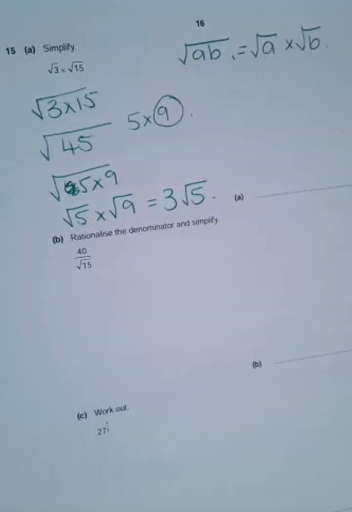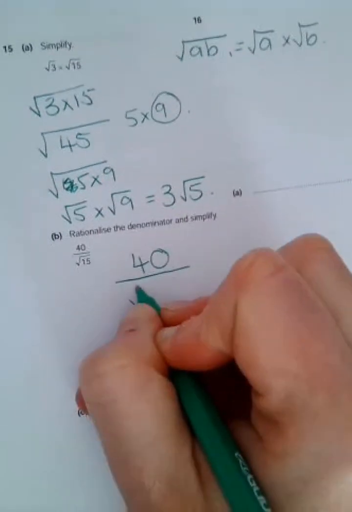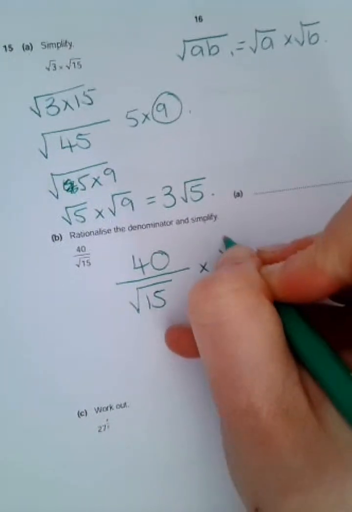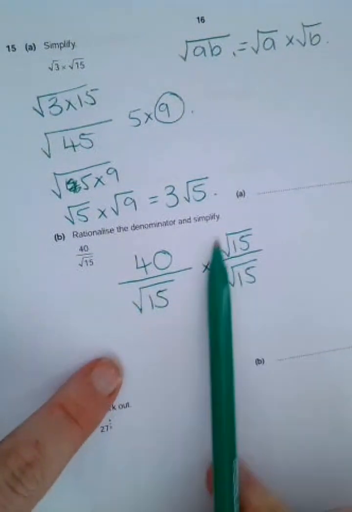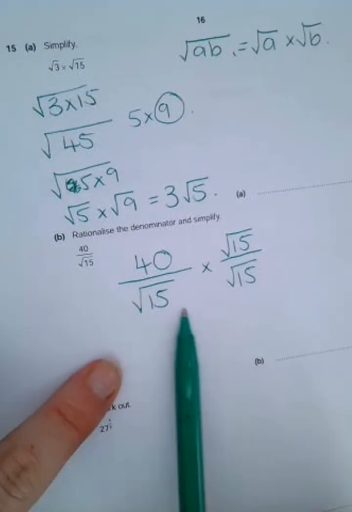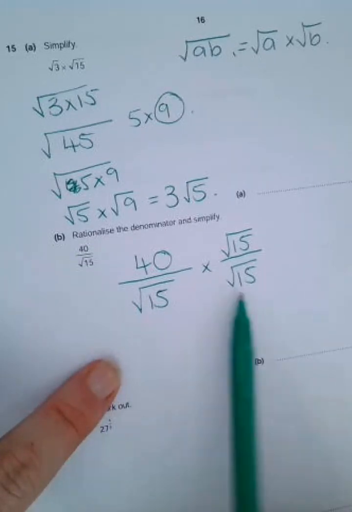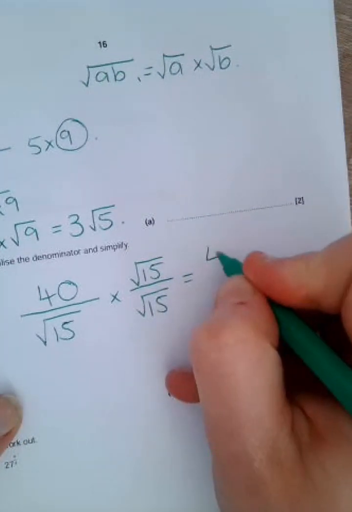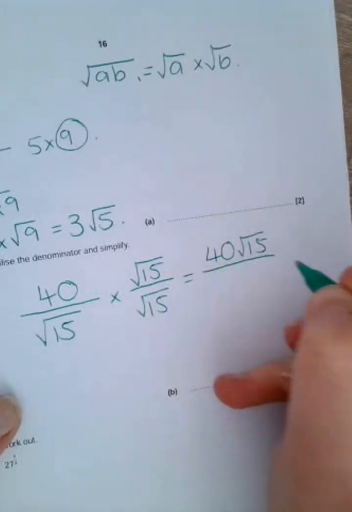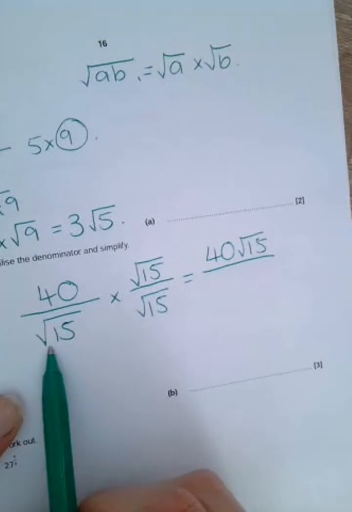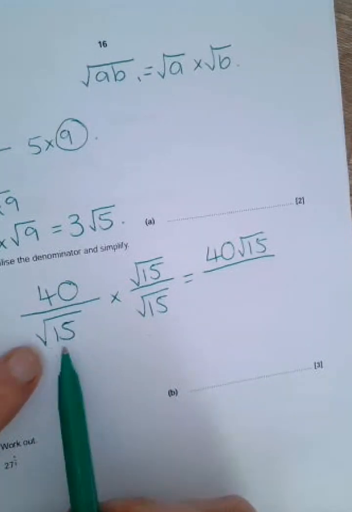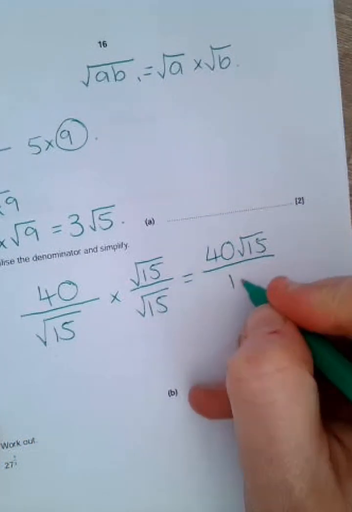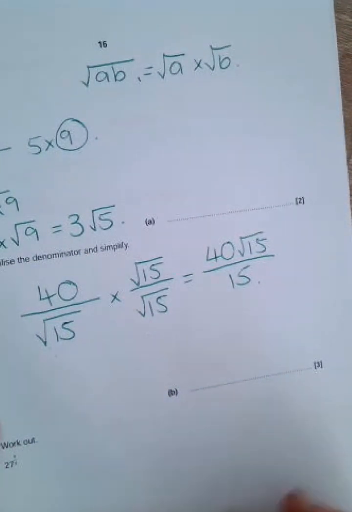Next one, 40 over root 15, rationalise my denominator. So if I've got 40 over root 15, then the trick to this is to times it by root 15 on the top and the bottom. This is timesing by 1, so I'm not changing the value of it, but what I am doing is cancelling out this root here. So 40 times root 15 is 40 root 15. That's the easy bit. Root 15 times root 15 is, it's a bit like saying the square root of 4 times the square root of 4. It's going to leave you with 4 because that'd be 2 times 2. So the square root of 15 times the square root of 15 is just 15. It's like square rooting then squaring again.